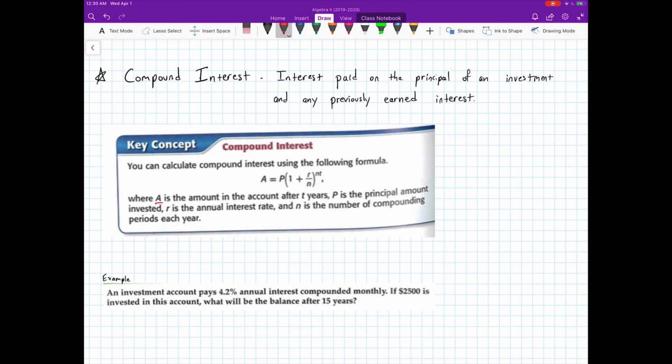A is the amount after T years. P is the principal amount invested. R is the annual interest rate. And then N is the number of compounding periods each year. The one thing I would say is occasionally there will be a problem where T maybe is not in years, right? T could not be years in some problems, and you just use T as the time period. It could be any time period.